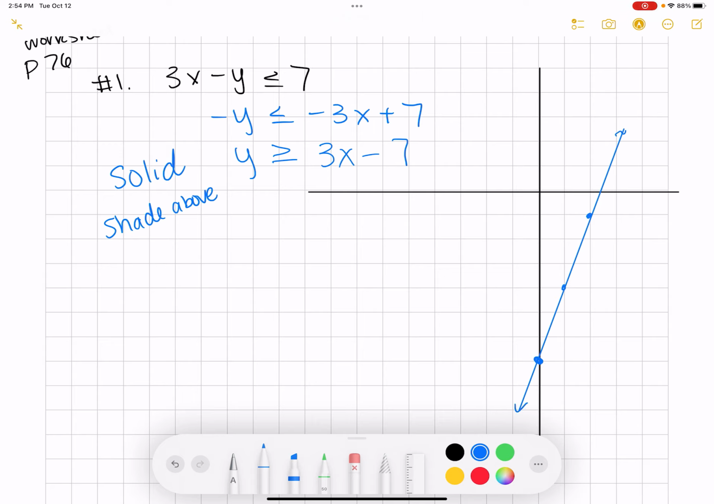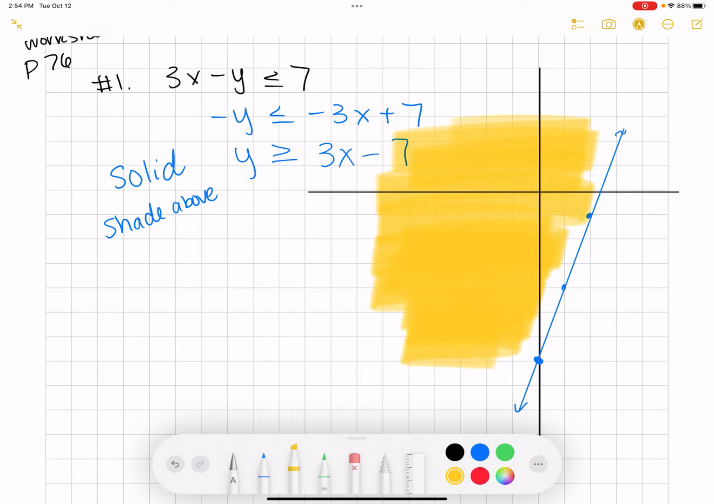And I'm going to shade above it. So this is where I just use, okay, little highlighter. I do this if I do it on paper too. I get a highlighter and I shade it that way.